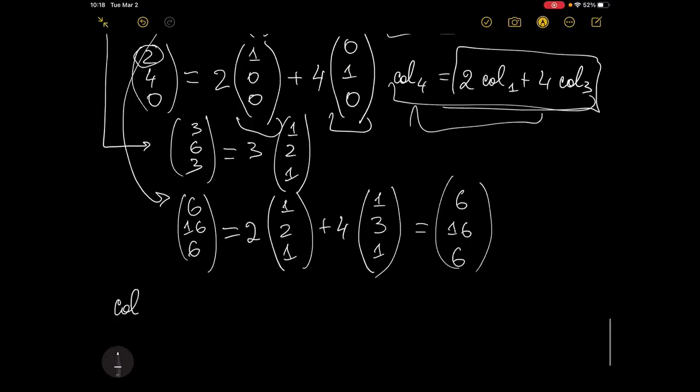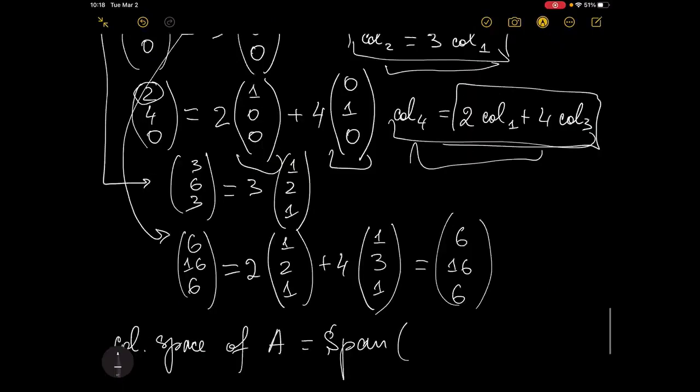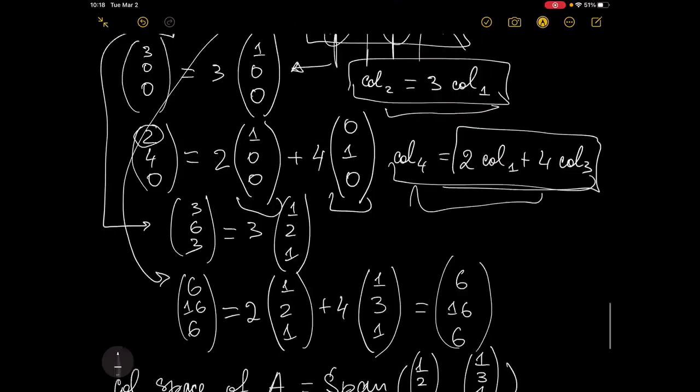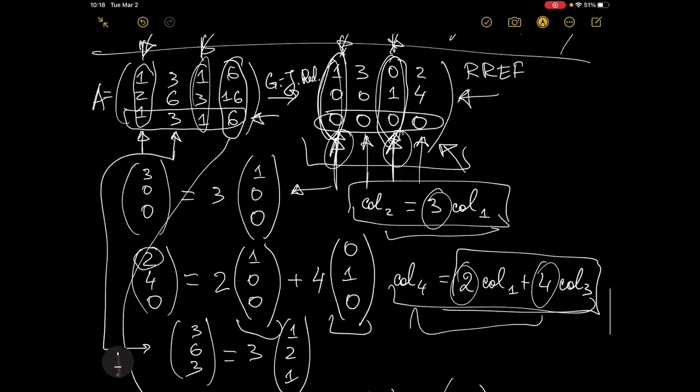So the column space of A is a span of, correspondingly, so here I can express it through this column and through this column, columns with leading ones, right? So for the original matrix, I can express it through this and that column: 1, 2, 1, and 1, 3, 1. Because all other columns are linearly dependent, for example, like that or like that. Is it clear or not?